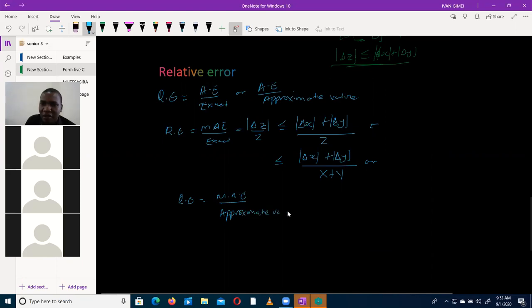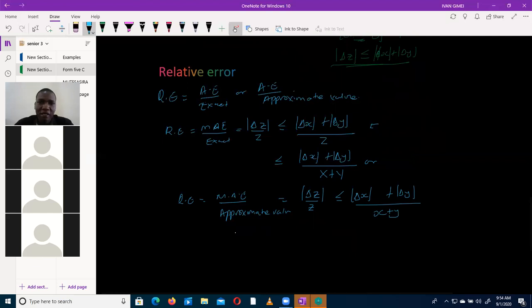Value, which will be the same as dz out of our approximate value, is small z modulus, which will be less or equal to error in X modulus plus error in Y modulus divided by X plus Y, like that. So in this case, we have our relative error. That's how we find it. We say relative error can be absolute error divided by the exact value, or absolute error divided by the approximate value. And here we have it.